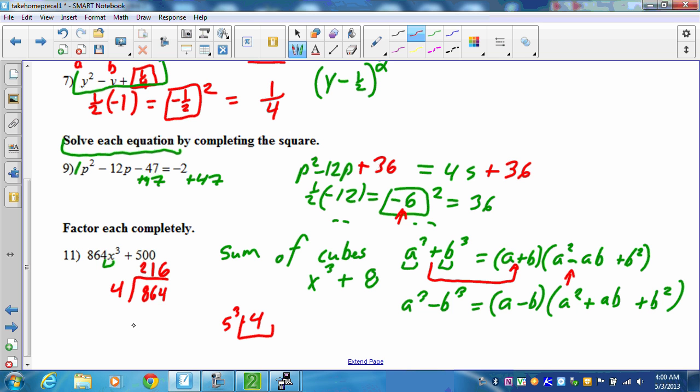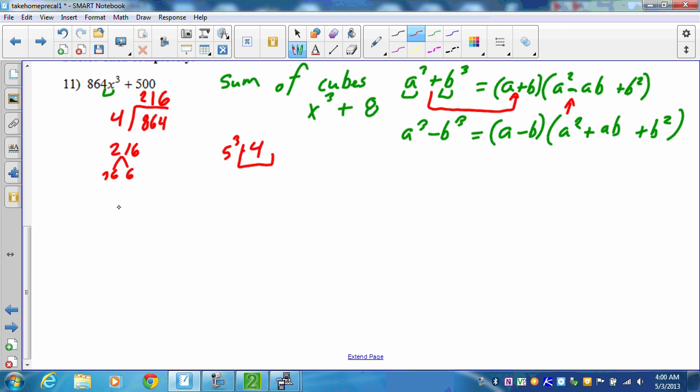And 216 turns out that is 36 times 6. And 36 times 6, of course, we can break that down. So now we have 6 times 6 times 6. So we have a perfect cube over here after we divided it by 4, right? So 864 turns out to be 6 cubed times 4.